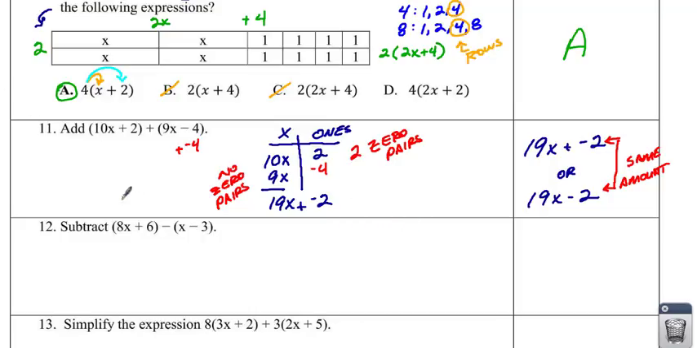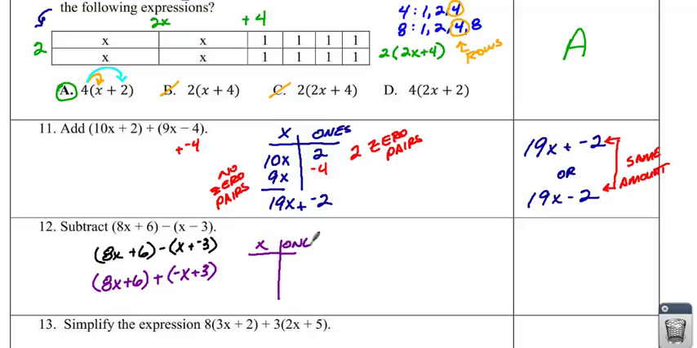Number 12, 8x plus 6 minus x minus 3. Here's one where I would definitely say you want to rewrite this as x plus -3. So you're thinking of 8x plus 6 minus x plus -3. And then how you proceed with it from here, there are a couple different ways to go. One way would be to say, I'm going to keep the 8x plus 6. I'm going to make this addition, and I'm going to do the opposite of everything inside. So here I had an x, which means now I have a -x. Here I was adding -3. Now I'm adding +3.